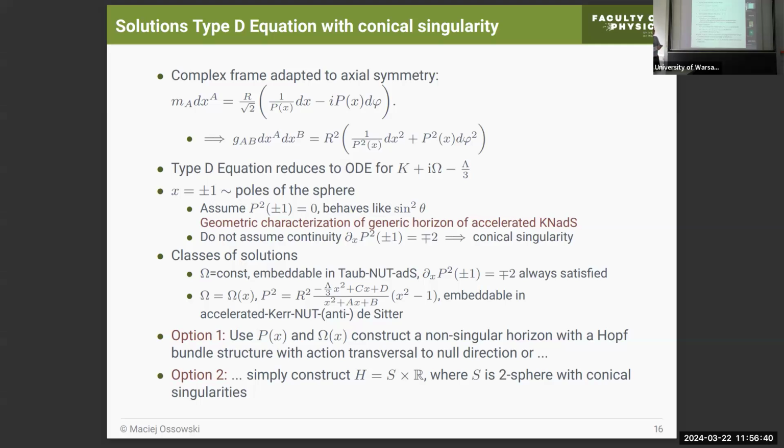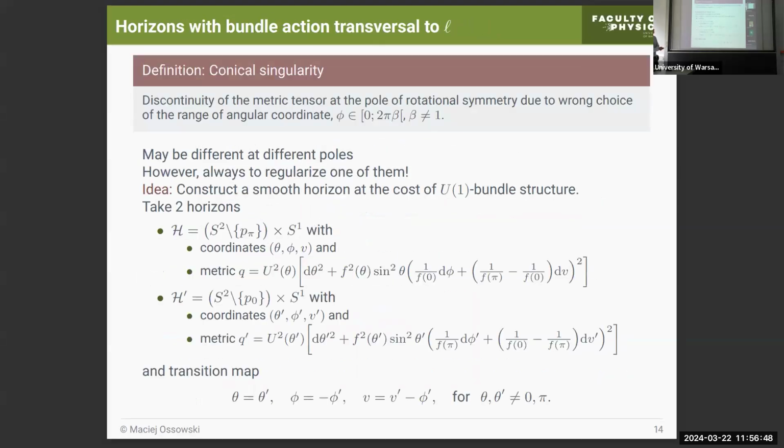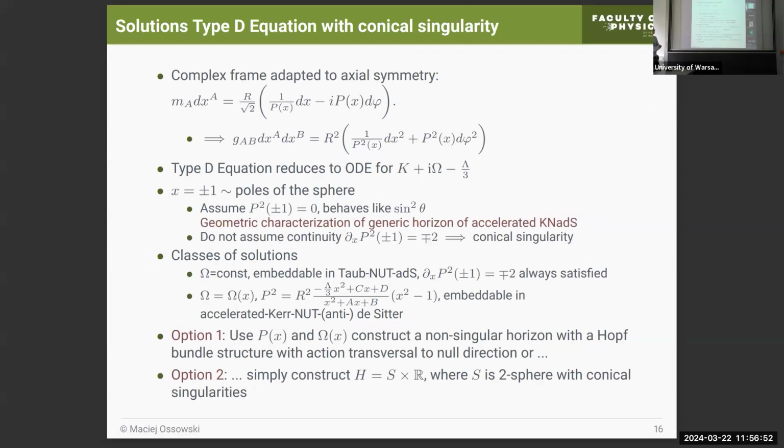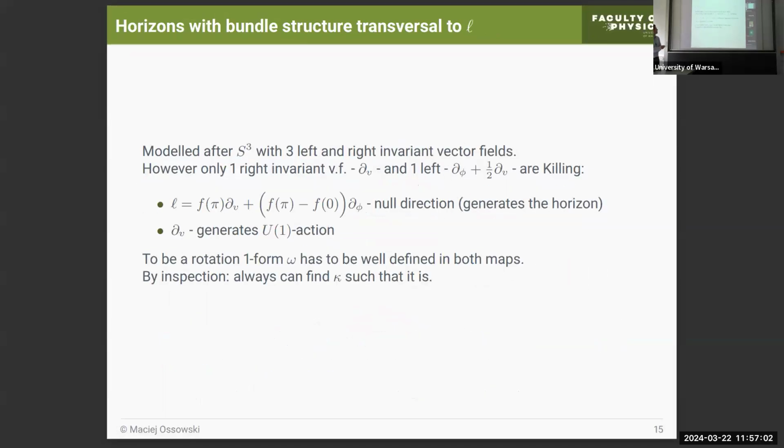So this is maybe the first option: you take this solution and go through this construction I have shown you here, and you arrive at the horizon which has this structure of a bundle with an action transversal to this field L.